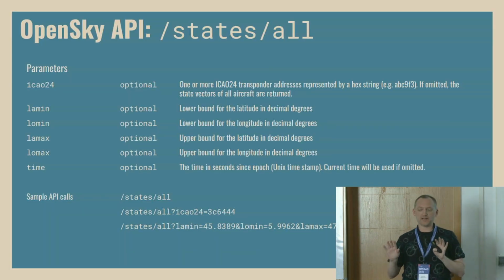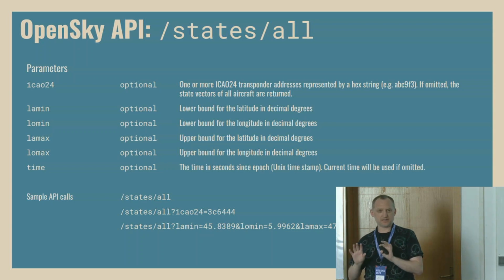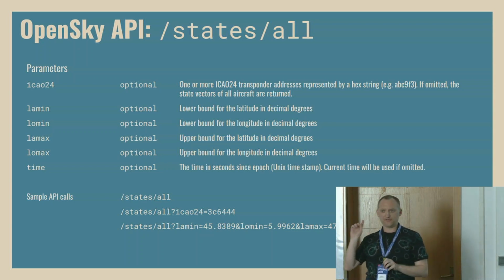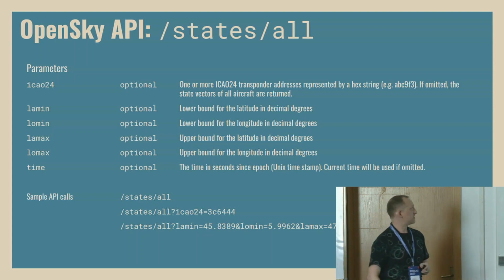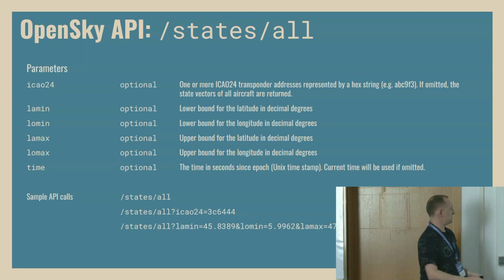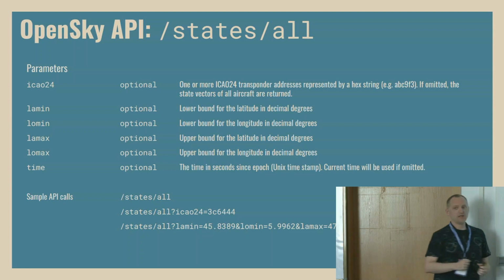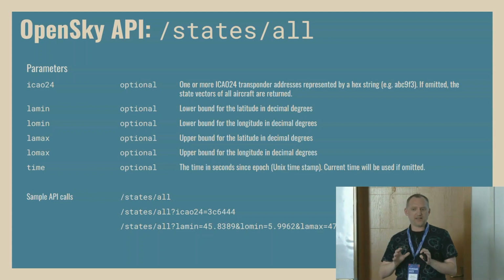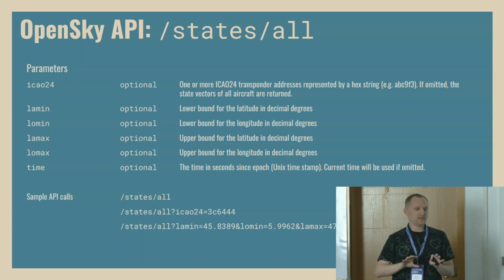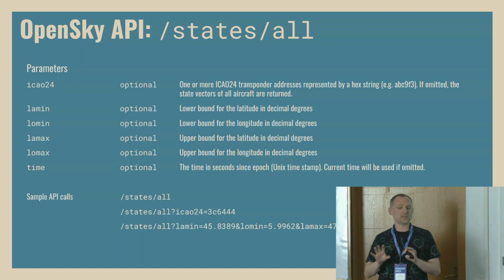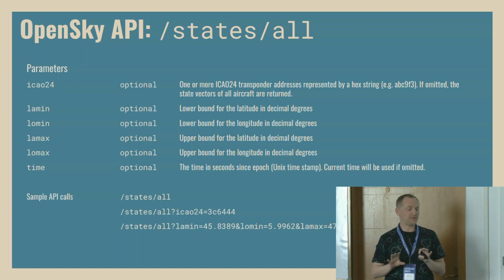So I'm going to talk about their API a little bit, because this is the key part of how we get this data into PostGIS. The first endpoint that I'm going to talk about is called the states endpoint. When you hit the states endpoint with no parameters, you'll get a massive JSON list back, which has effectively the current position and current information, let's say the most recent ADS-B packet, of every aircraft that Open Sky Network is currently aware of.